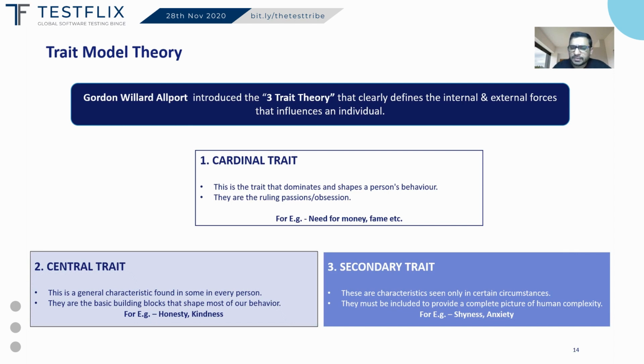The central trait is a general characteristic which is found in every person, like honesty, kindness, love for music, love for food, love for traveling, maybe, which shows that the person is inclined towards any sort of art, or towards any sort of experience. They're more driven towards experiences. The secondary trait talks about those things which come out very, very rarely, like shyness and anxiety. If shyness, anxiety, and anger is a cardinal trait, then that's a problem.